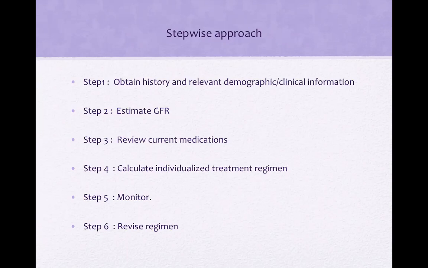Now, whenever you have to start a drug, have a stepwise approach. Step one, you always obtain a history and the relevant demographic and clinical information, which will help guide the site of infection and probably the antibiotics you have to use. Step two is always estimate the GFR of the patient. Remember that GFR of the patient in the ICU is dynamic. It keeps changing, so you need to reassess it at fixed intervals. Always review the current medications, calculate the individualized treatment regimen, and monitor the effect of the drugs on the patient, see if the infection is getting reversed or if they are worsening, and revise the regimen accordingly.